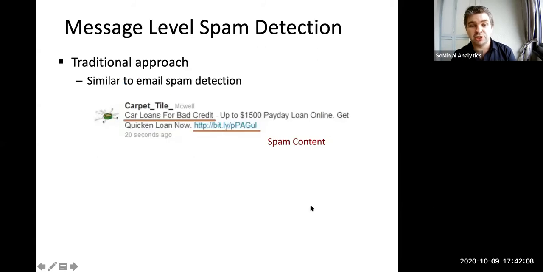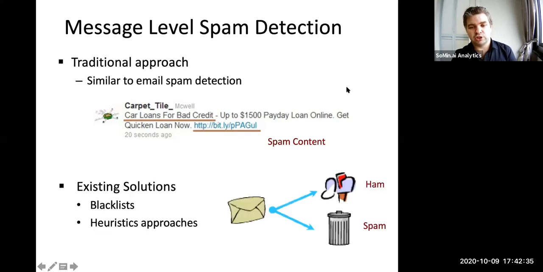The message-level traditional approach is similar to email spam detection, because email does exactly this at the message level. So you can look for spam content like car loans for bad credit. You can train machine learning models, like text detection models, that are able to extract these very likely spam messages. And you can also look at other types of spam content such as URLs. So there are different ways of performing detection. There are some blacklists. A blacklist is basically the same as a filter: many people flag the same guys and they are considered to be spam and blacklisted. And also there are heuristic approaches that could look into the content inside.